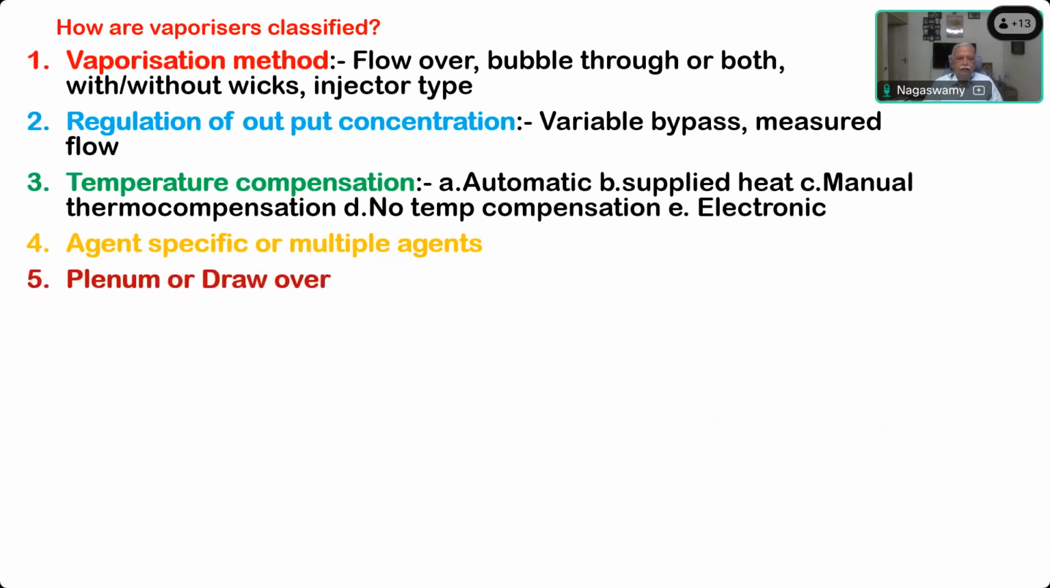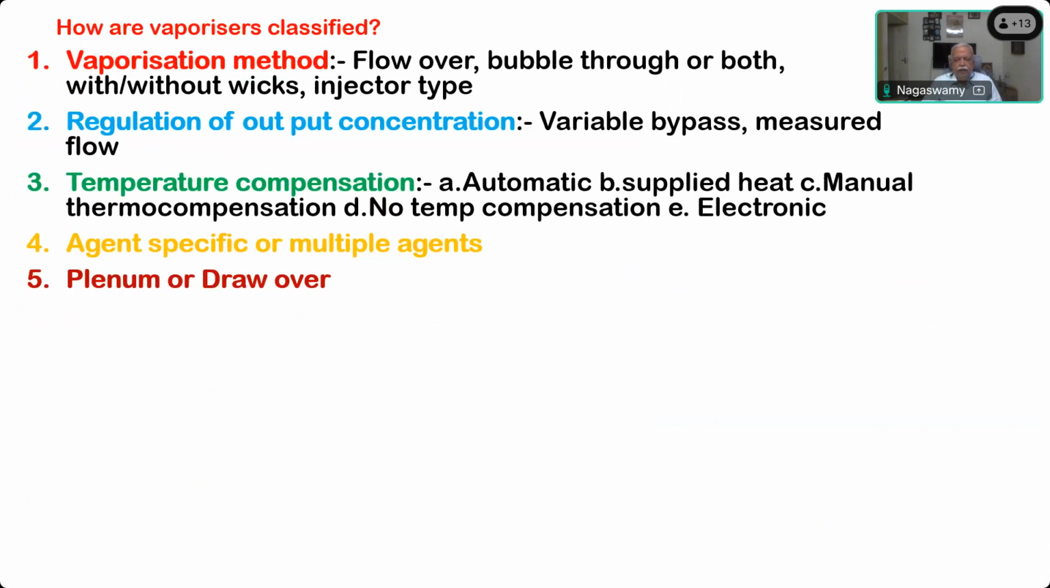Then the fifth type is called plenum or draw over vaporizer. What does the word plenum mean? Plenum means pressure. Vacuum means empty. Plenum means pressure. So if the fresh gas flow which is coming from the flow meter enters the vaporizing chamber with pressure, that is called the plenum type.